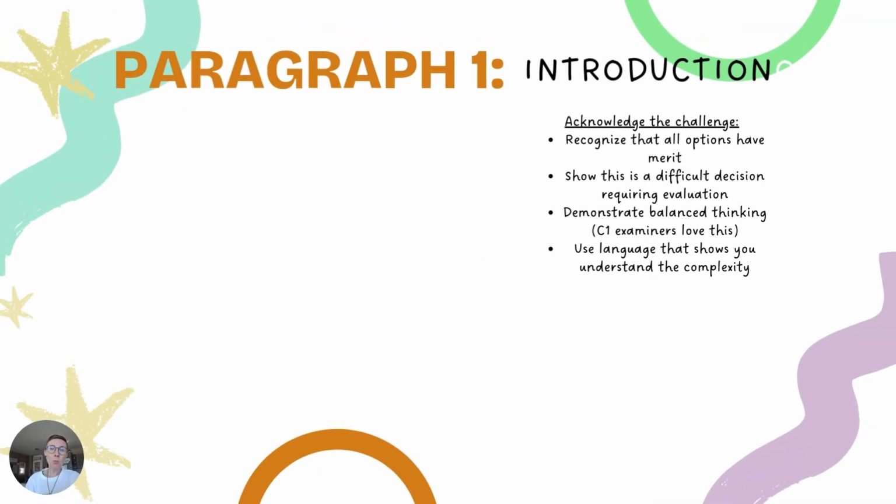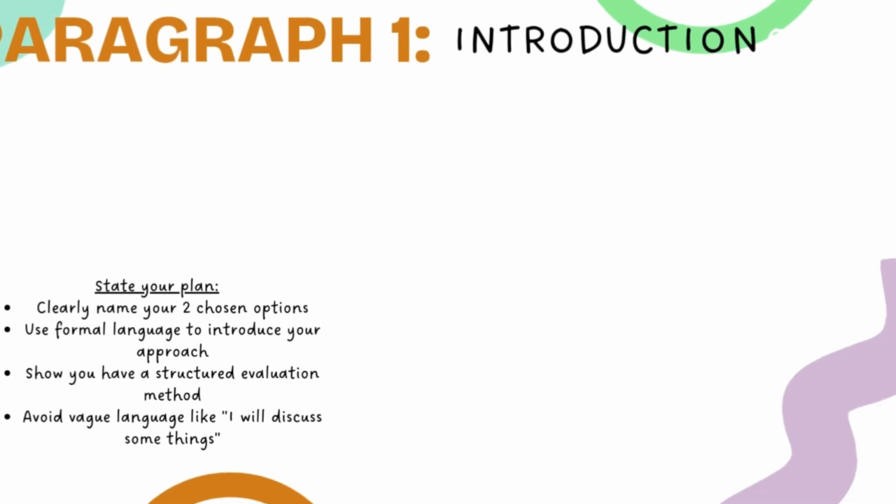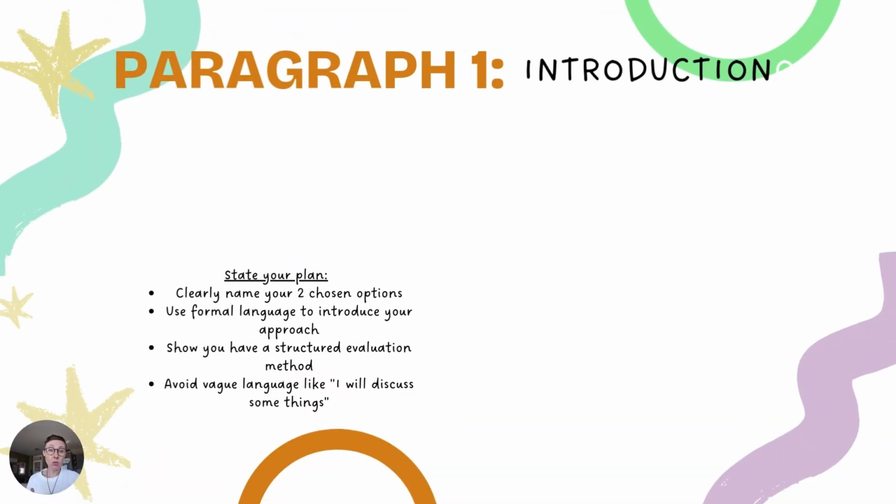You should also be acknowledging that there is a challenge. So show that this situation has been a difficult decision to make. You've had to evaluate your different options, and you can demonstrate balanced thinking. The examiners love this, and I'm going to show you what that means in a second. In your introduction, you should also state your plan. So clearly name the 2 options that you've chosen, sports centres and public gardens, public spaces.